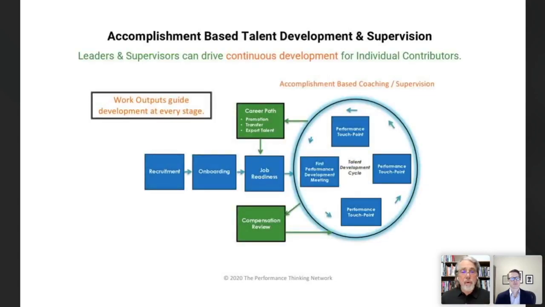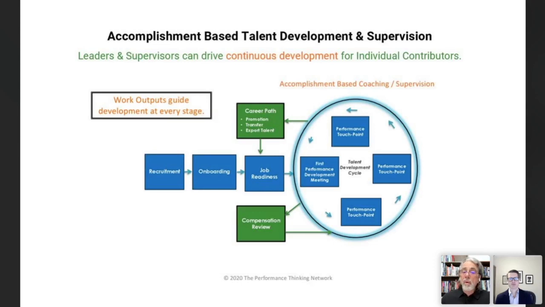Now, if you really drive that forward and you focus on accomplishments, you can build an entire talent development and supervision process there. You can recruit people based on interviews that have to do with outputs. Like, tell me about, have you produced, let's say, IEPs before? Have you made decisions based on data? How have you developed good relationships with parents? In other words, you can use outputs as a foundation for interviews for recruitment.